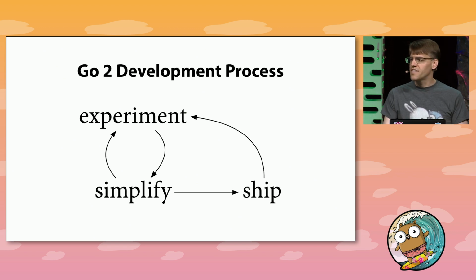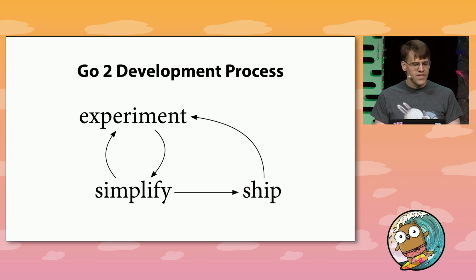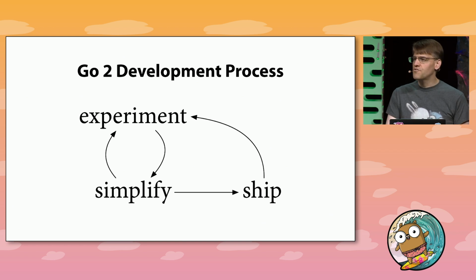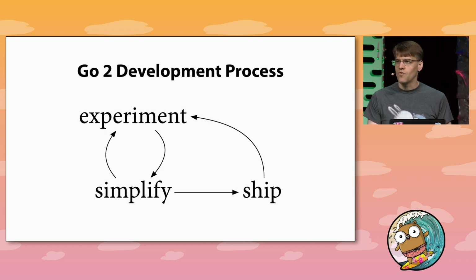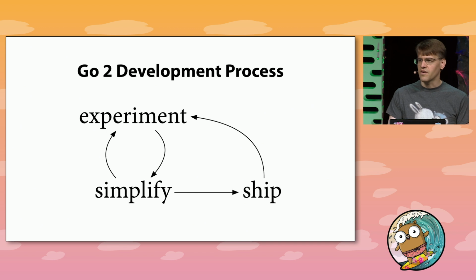At GopherCon in 2017, we announced that after 5 years of experimentation, it was time to think about significant changes that would simplify Go development again. Our path to Go 2 is really the same as the path to Go 1: experiment and simplify and ship, towards an overall goal of simplifying Go development.